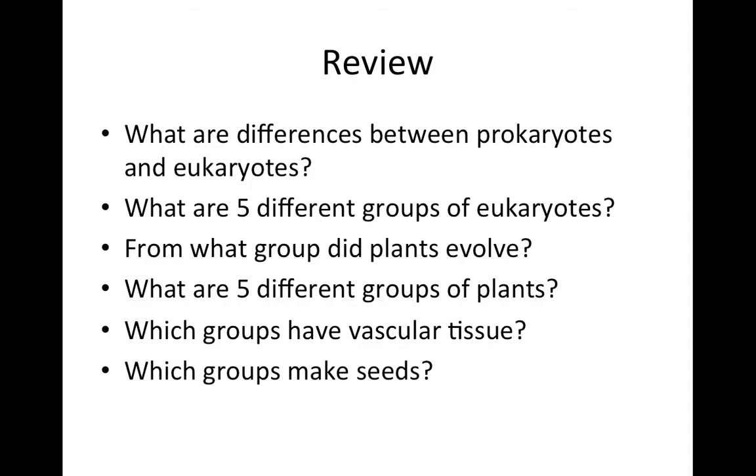So when you review this material, you should be able to answer the following questions. What are the differences we discussed between prokaryotes and eukaryotes? What are the 5 different groups of eukaryotes that we discussed? From what group did plants evolve? What are the 5 different groups of plants that I outlined? Which of these groups have vascular tissue? Which of these groups make seeds? Which of these groups have large leaves with multiple veins?